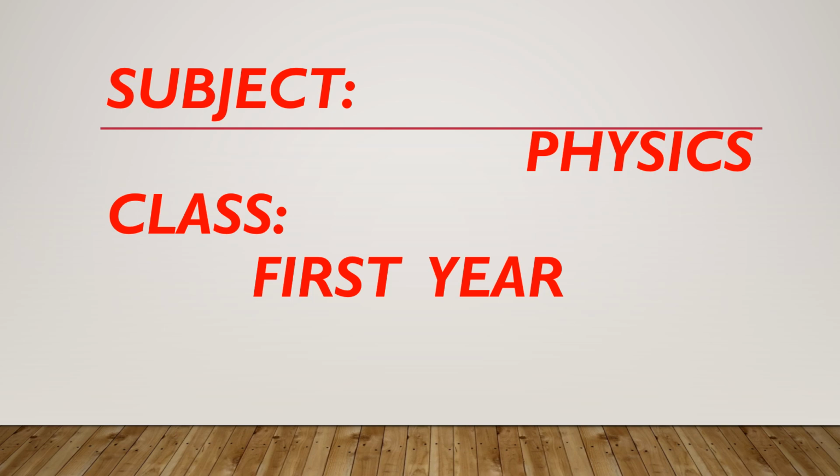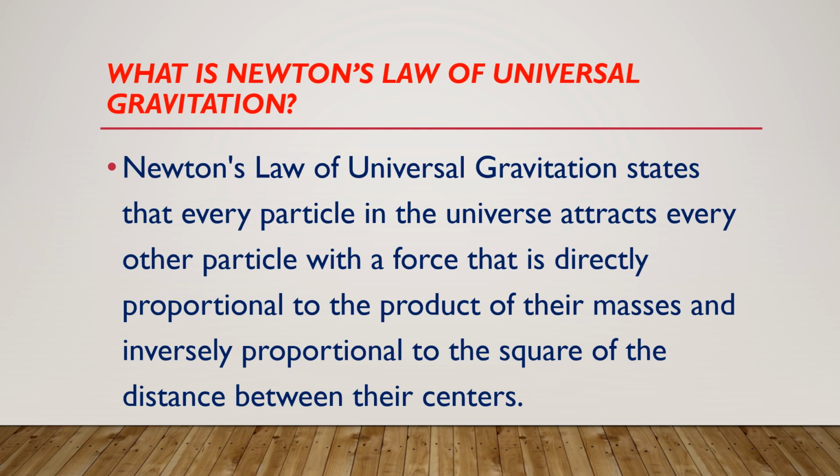Let's explore 15 questions of physics with answers. What is Newton's law of universal gravitation? Newton's law of universal gravitation states that every particle in the universe attracts every other particle with a force that is directly proportional to the product of their masses and inversely proportional to the square of distance between their centers.